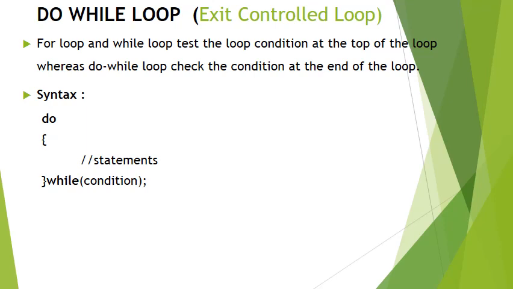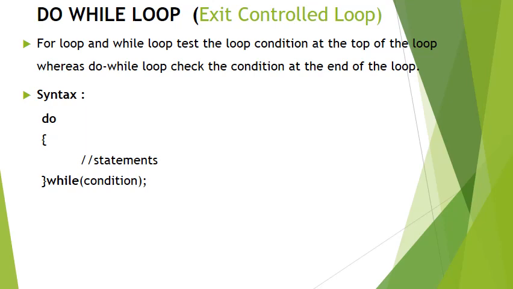Now we can go through the do while loop. The do while loop is known as an exit controlled loop. In the case of the while loop, we have seen that it is known as an entry controlled loop. Entry controlled loop means the loop condition is checked at the top of the loop. Whereas the do while loop is an exit controlled loop, that is, it will check the condition at the end of the loop.